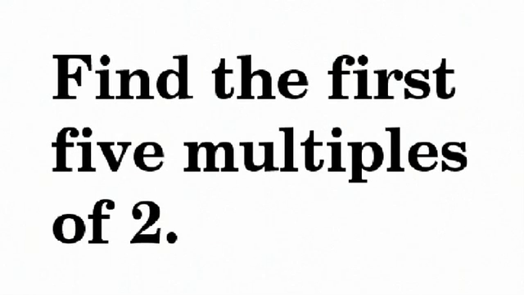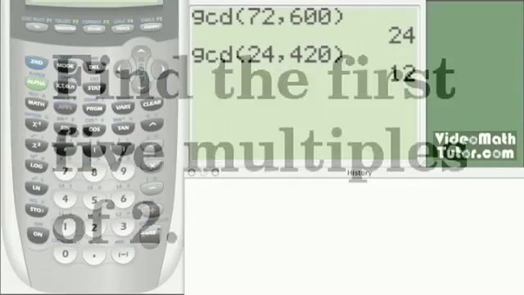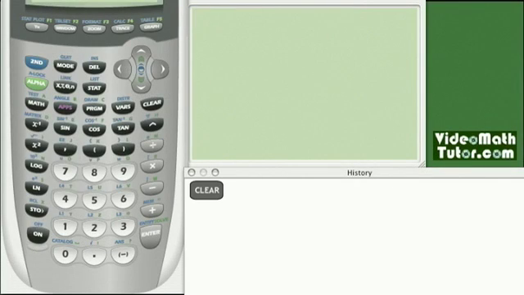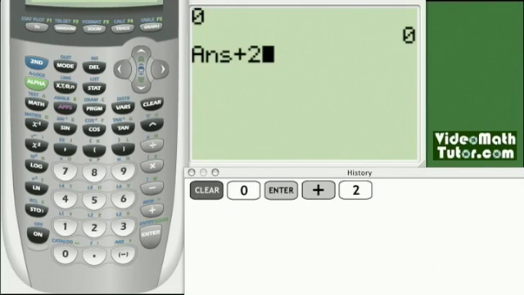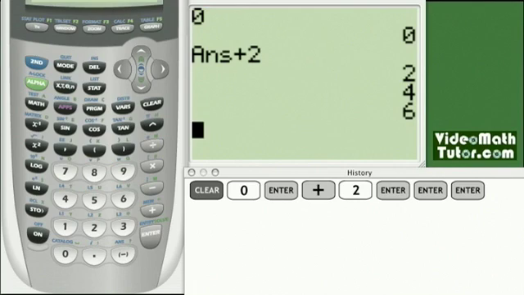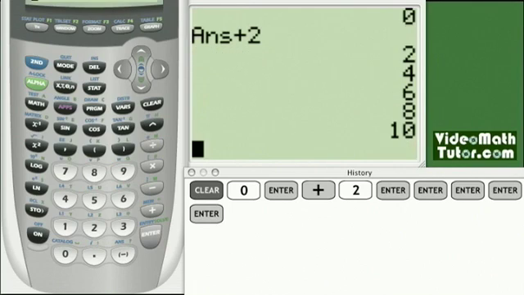Find the first 5 multiples of 2. Our first step is to clear. Now we'll input the 0 and then enter. Now we'll go plus 2 and enter again. Now this is our first multiple. Now just keep pressing the enter key for as long as we need to. So enter, enter, enter, and enter. So the first 5 multiples of 2 are 2, 4, 6, 8, and 10.